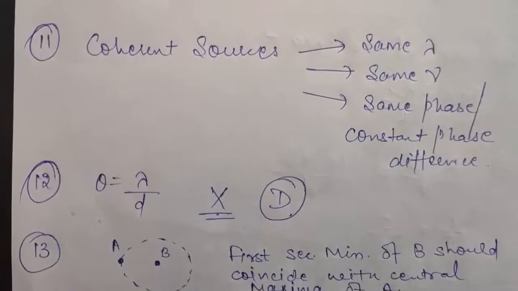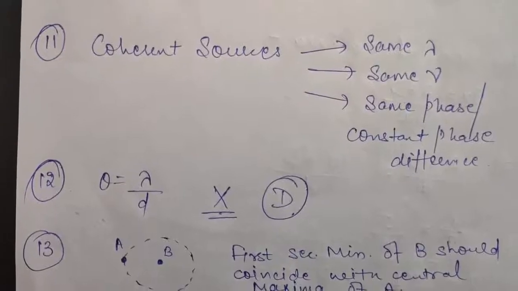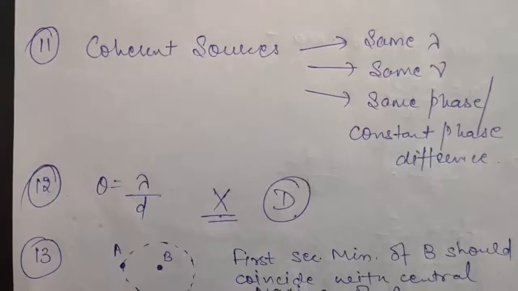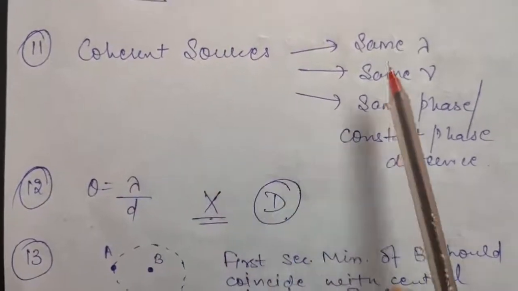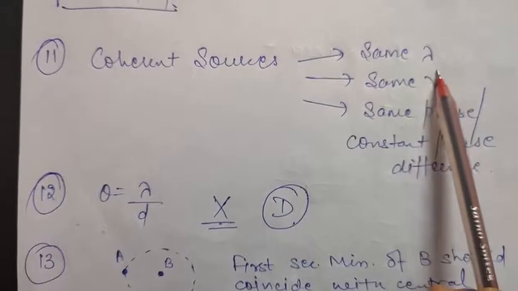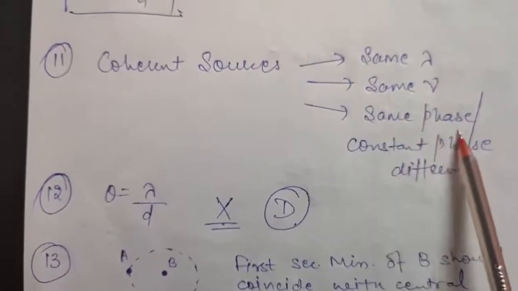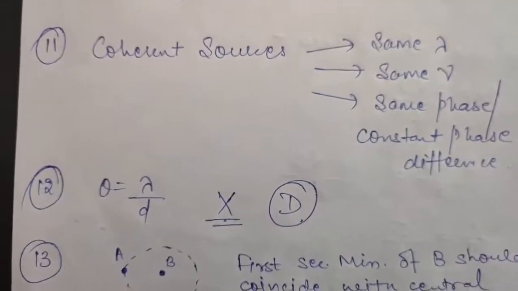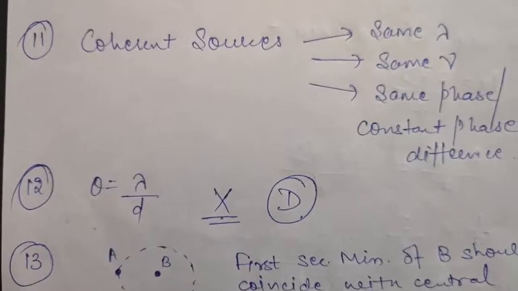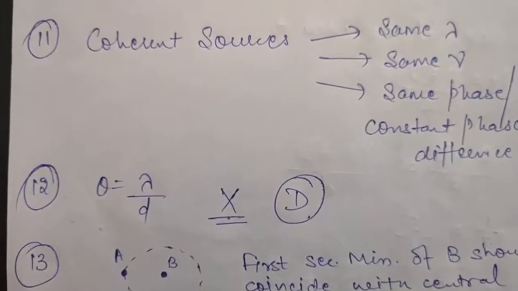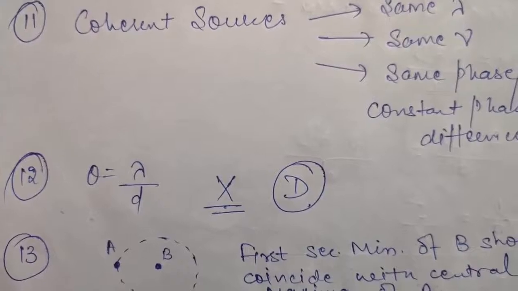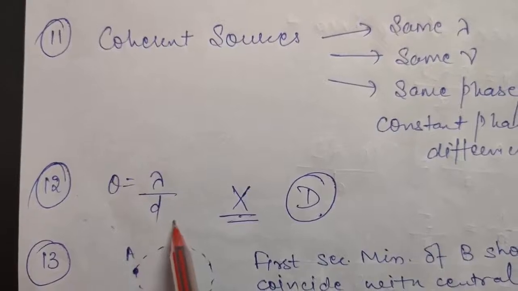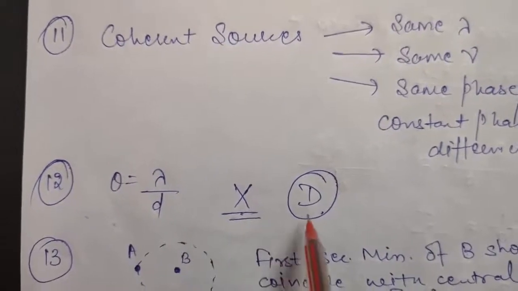Okay, in question number 11, it is given why coherent sources are required to obtain interference. Again the same reason that I have told you in theory lectures: coherent sources are required because they give light waves of same wavelength, same frequency and same or constant phase difference, which is required to obtain interference pattern. In question number 12, it is given, if the distance between the slits and the screen is doubled, what will be the effect on angular width? As I have told you, theta is lambda by d. That means it does not depend on capital D. So there will be no effect.